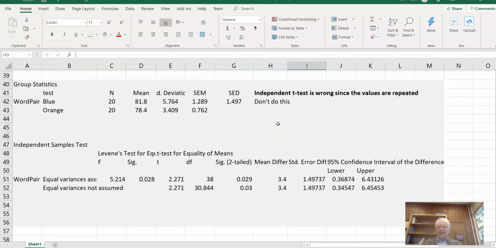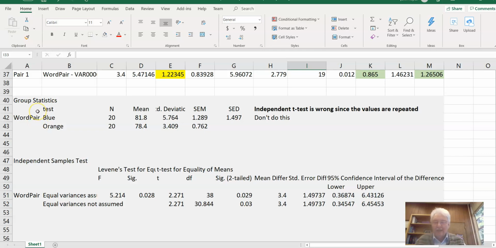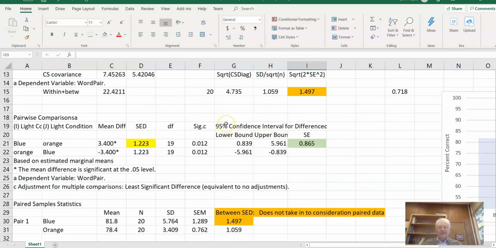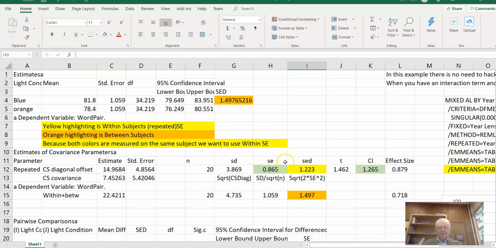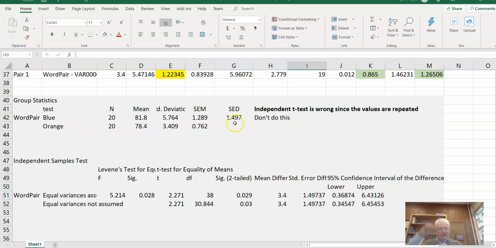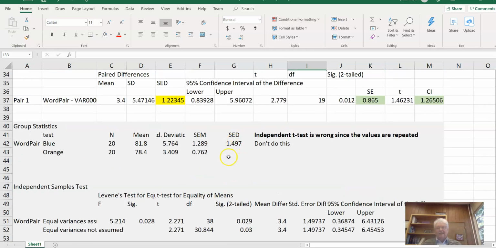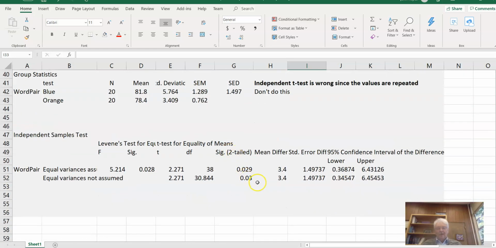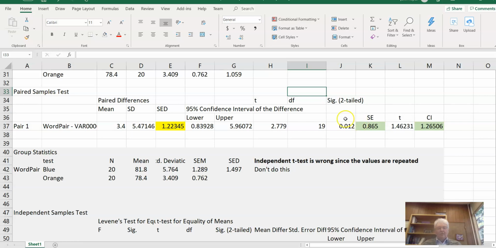We don't want that. In fact, if we were going to do an independent t-test where we don't consider these guys matched, which is what we just did, same means, we get the standard deviation, we get 1.497, which matches 1.497. This is the wrong way. Don't do it. It's an independent t-test, and it's not taking into consideration the fact that the people are related to each other. And what's more is the p-value is 0.029. It's worse.